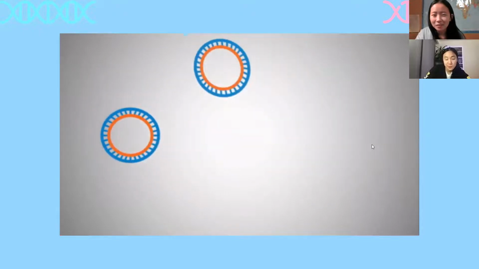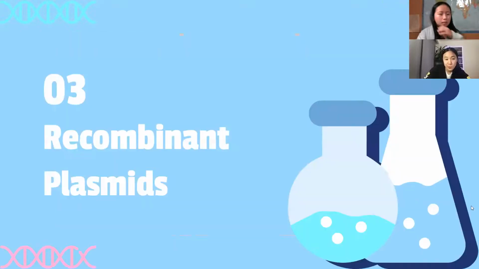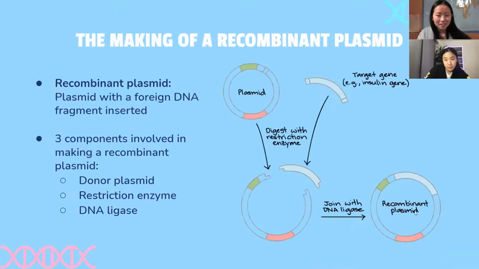Okay, so really quick, we're going to touch upon recombinant plasmids because it explains how we get that targeted gene sequence into the plasmid in the first place. It's not a natural process. We tamper with it. A recombinant plasmid is basically a plasmid with foreign DNA. That foreign DNA is often the targeted gene sequence that we want the plasmid to replicate.